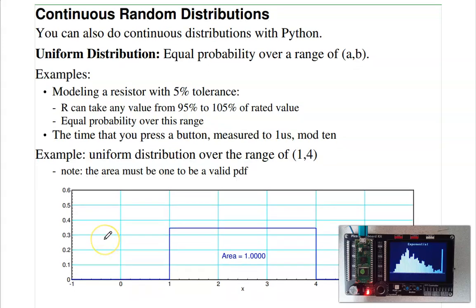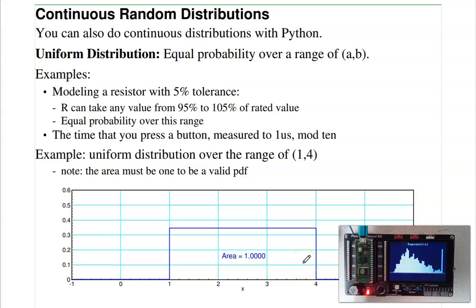So that's some of the discrete distributions you can use. There are also continuous distributions. For example, a uniform distribution has the same probability over a range. So like this would be a uniform distribution with numbers between 1 and 4.